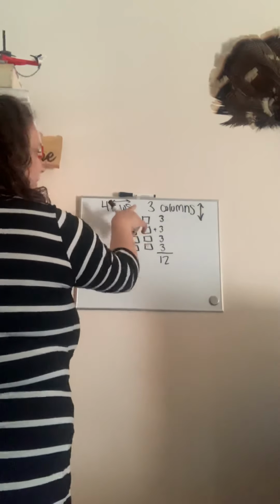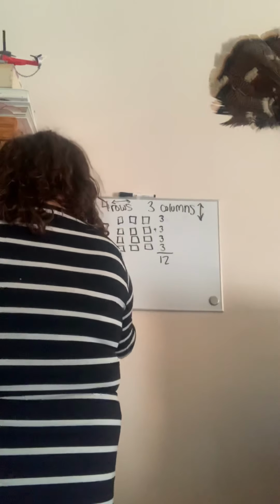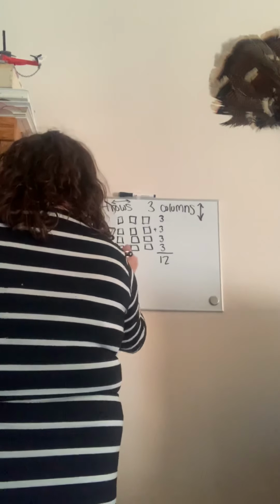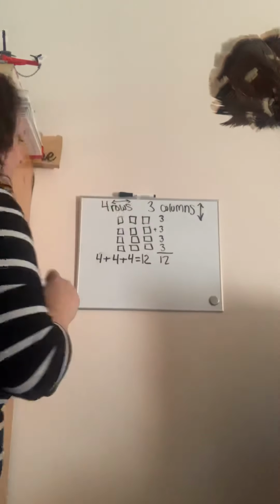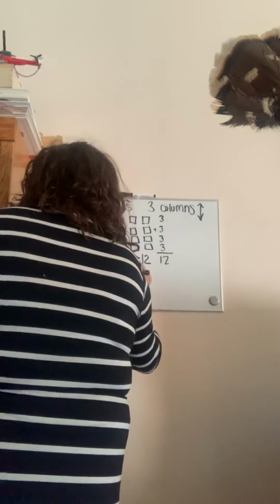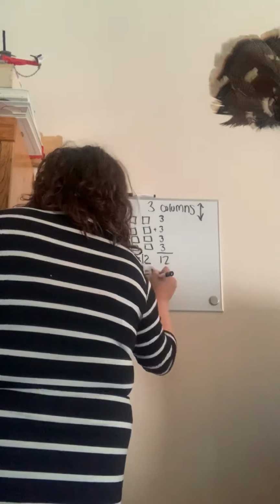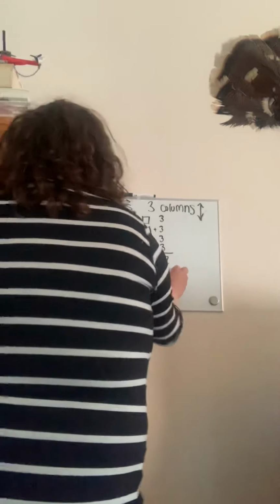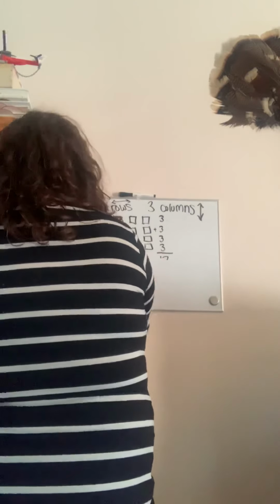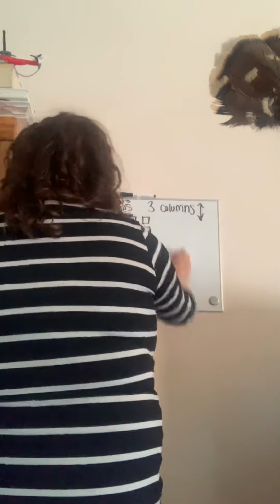Or I could do my repeated addition. I know there's 4 in each column. So I could do 4 plus 4 plus 4 equals 12. I could know off the top of my head that 4 times 3 equals 12. But I want you to really be able to understand how to break apart numbers and how it works when we're multiplying and adding. So I'm going to keep my picture up and erase all of these strategies.